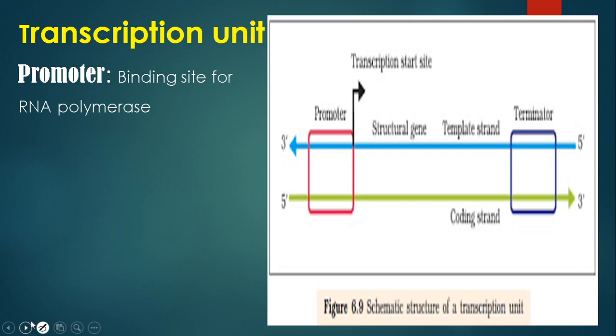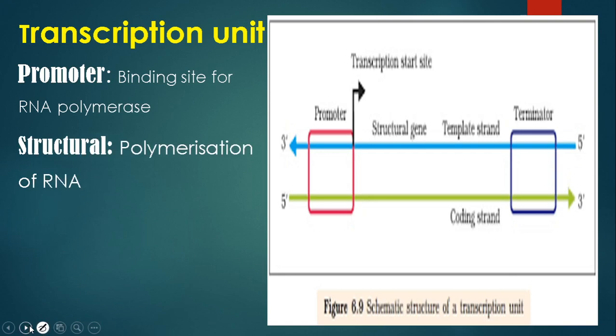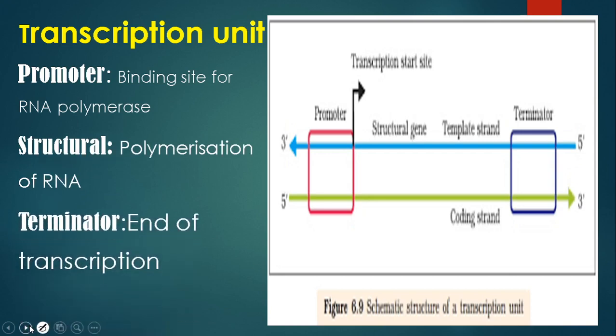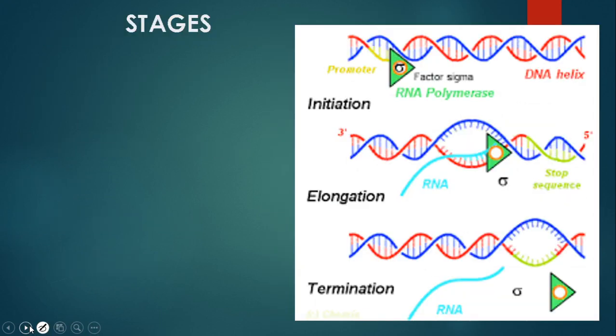The three parts that make up the transcription unit are: promoter, the binding site for RNA polymerase; structural, where polymerization of RNA will take place; and terminator, the end of transcription. Now the stages involved in the process of transcription are initiation, elongation, and termination. In the very first step, what will happen?